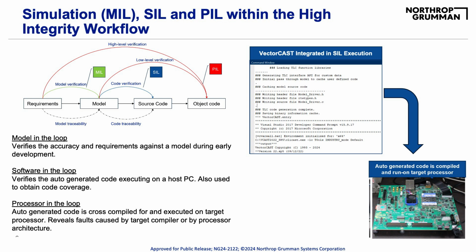The very last step of a model testing workflow is what's called processor-in-the-loop. Processor-in-the-loop is where the auto-generated code now needs to be cross-compiled and executed on the actual target processor. And this is intended to reveal faults caused by the target compiler or even by the processor's architecture.